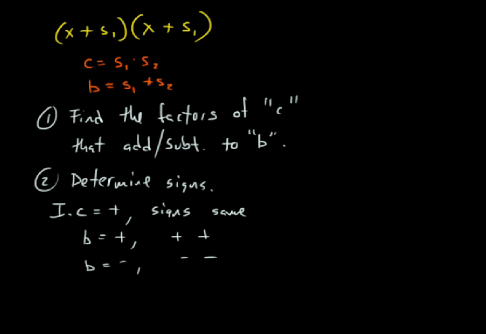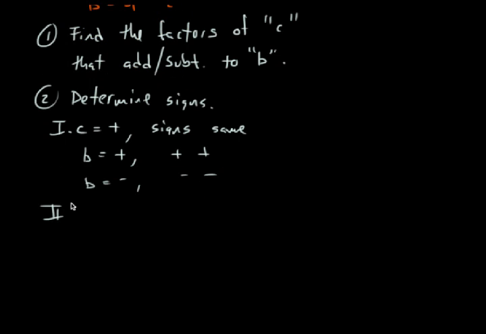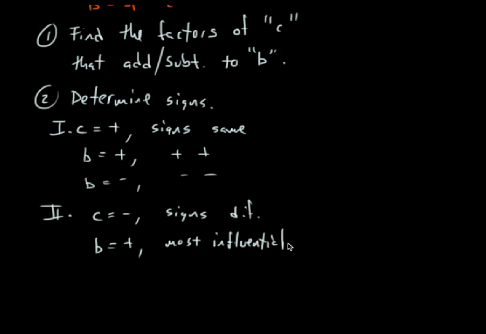And then the other case is case 2. If c is negative, then signs are different. And then the sign of b will help us determine the remaining facts. So if b is positive, then the most influential is positive. Another way you could say that more mathematically is the one with the greater absolute value will be positive. And then if b is negative, the most influential is negative.